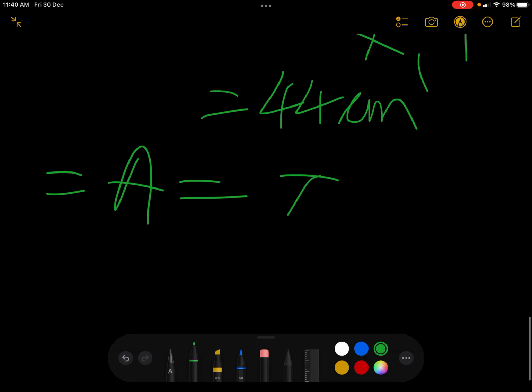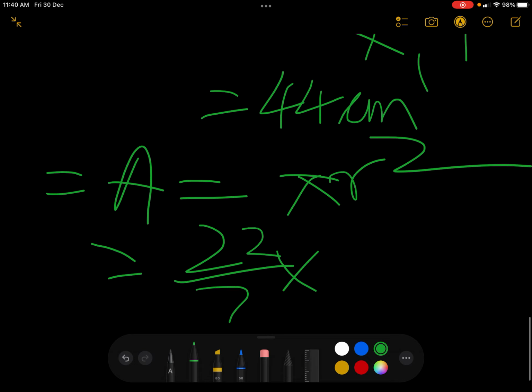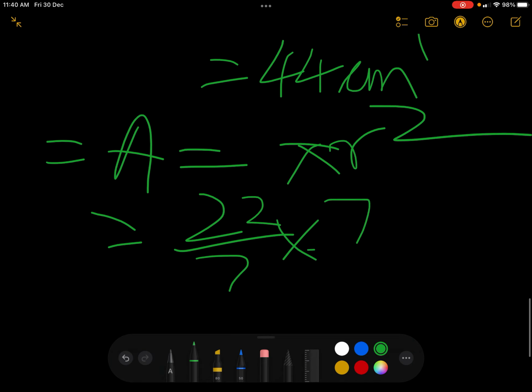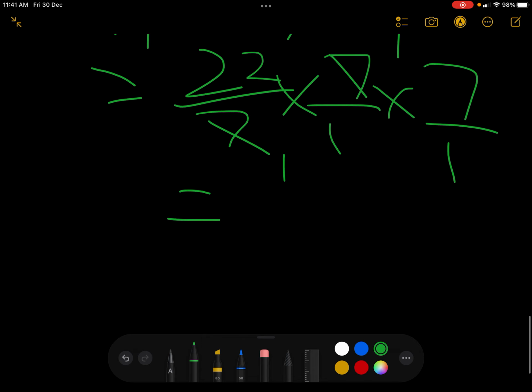Now understand the area. Area of a circle is equal to pi r square. So it will be basically 22 by 7 or 3.14 into the radius. Let's say the radius is again 7. So 7 into 7, and this will be 154 centimeters square.